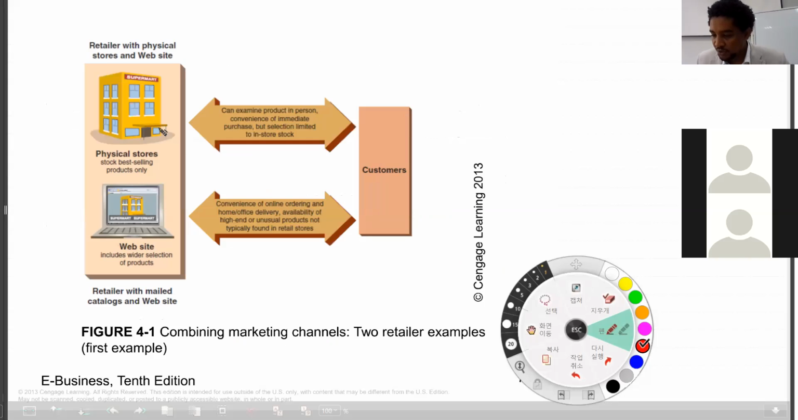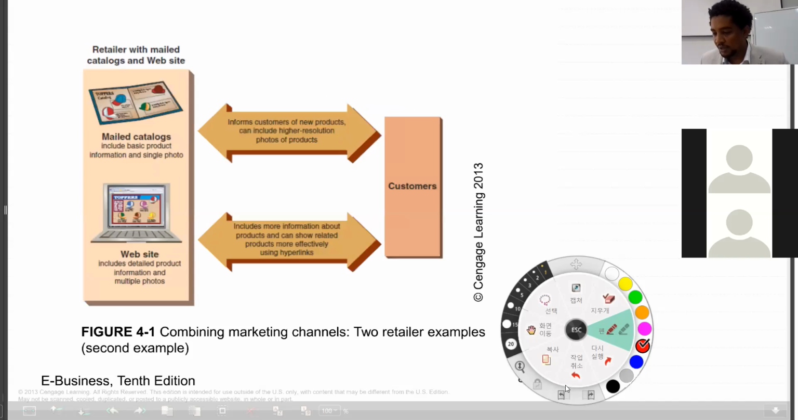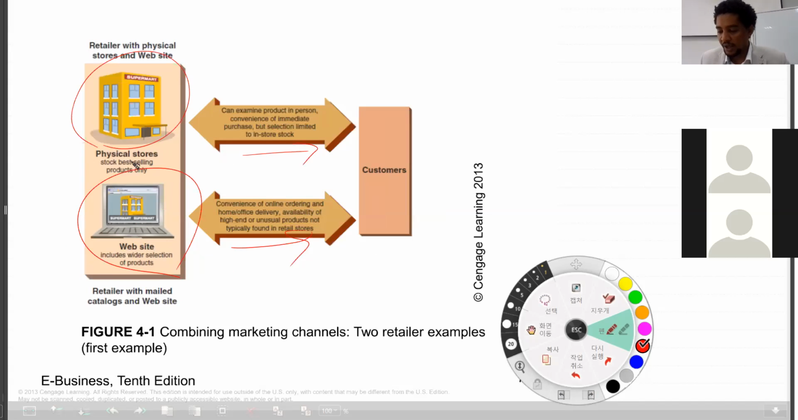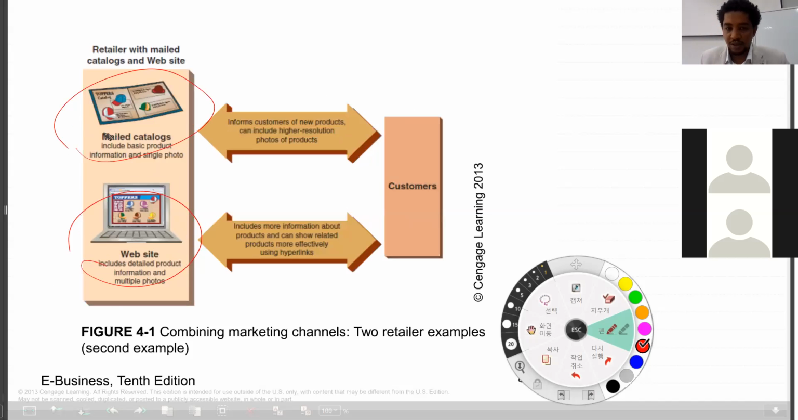The first one is to use the store and the web catalog to reach your customer. The other alternative is to use a mailed catalog, which you send to your customer, and also use a website. So these are the alternatives you have. You either use the physical store and the website, or you use a mailed catalog and also use the website.